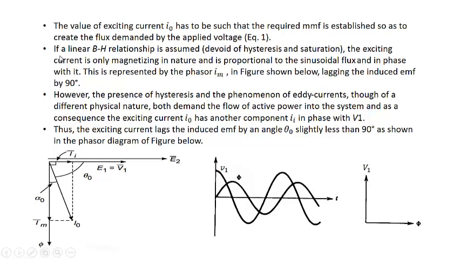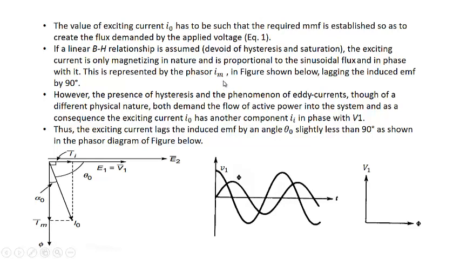So usually when we analyze the transformer, we assume in most of the parts the BH relation to be linear. If we assume such a thing, that means there is no hysteresis, no saturation. The exciting current has only magnetizing nature. That means it has only a magnetizing component. It does not have any loss component, and it is proportional to a sinusoidal flux and in phase with it. So that means the magnetizing current and flux will be in phase, as is shown in this case.